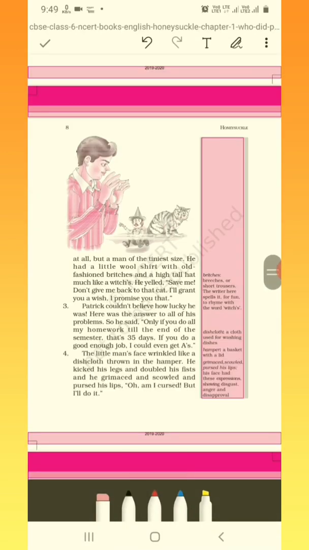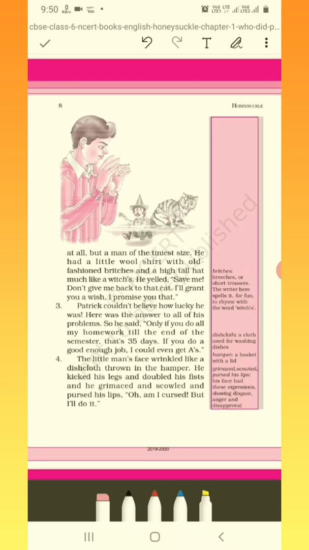So this elf, he had a little woolen shirt with old-fashioned breeches. So what is the meaning of the word breech? Let me explain you. Breech or breeches are short trousers. The writer here spells it for fun to rhyme with the word witches. Alright. So this is nothing. Breeches are short trousers. So he wore woolen shirt and short trousers.